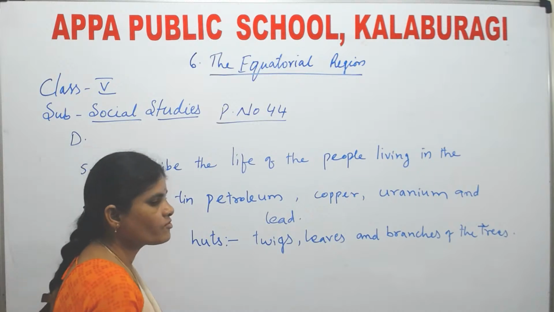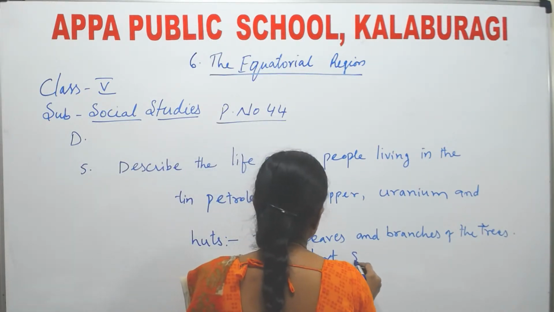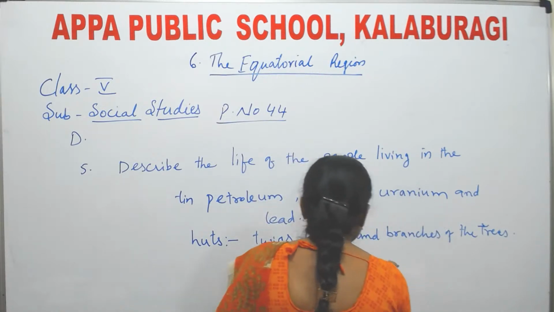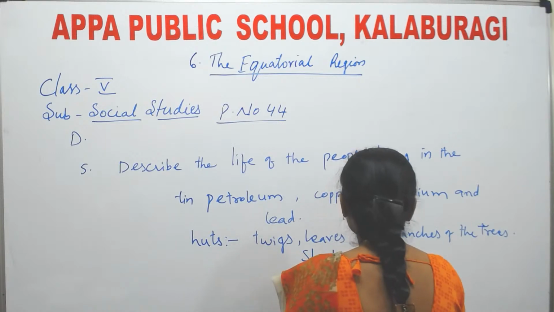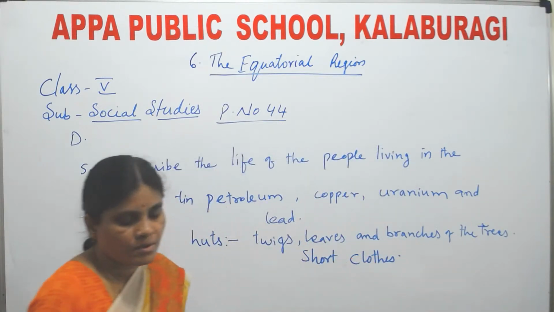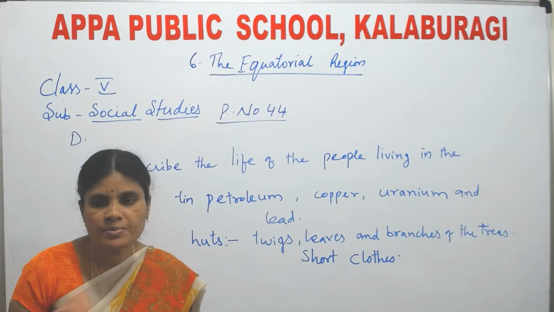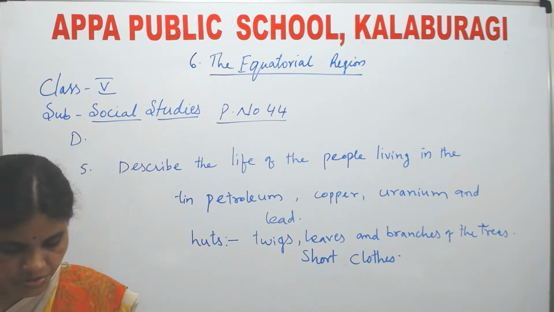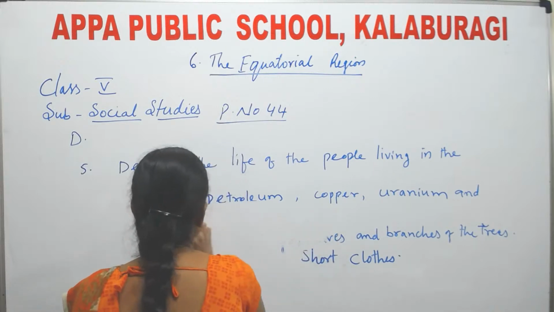Next, what type of clothes do they wear? They wear short clothes. They wear short clothes. This is all about the life of the people living in the equatorial region. And next question, describe the vegetation found in the equatorial region.